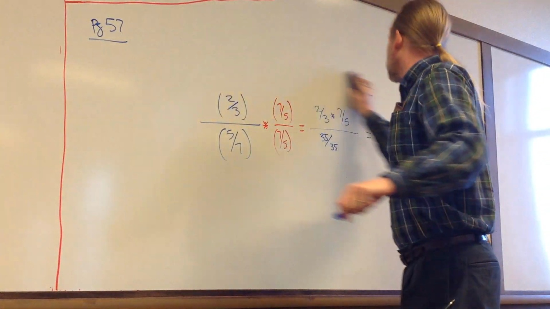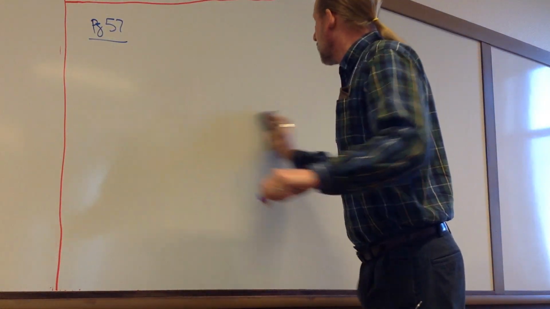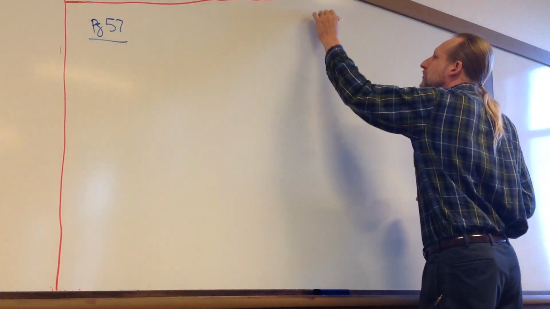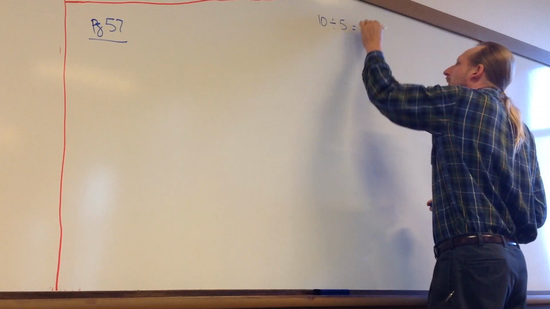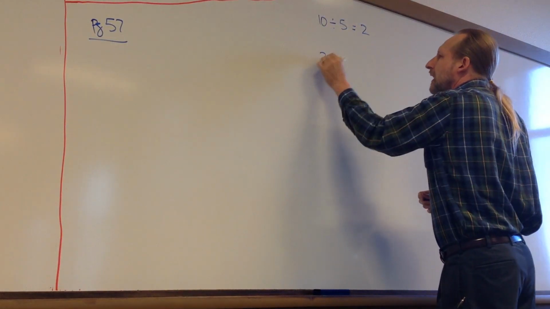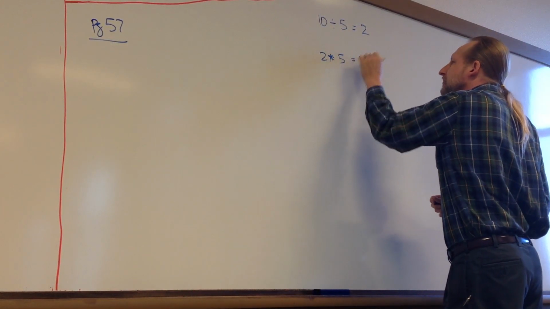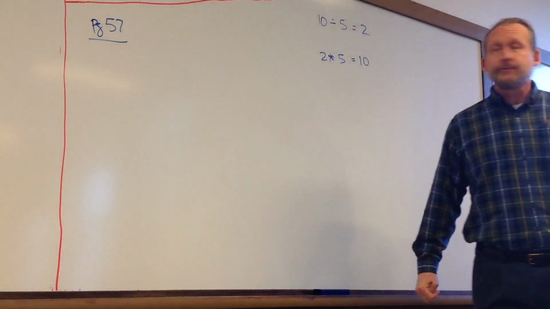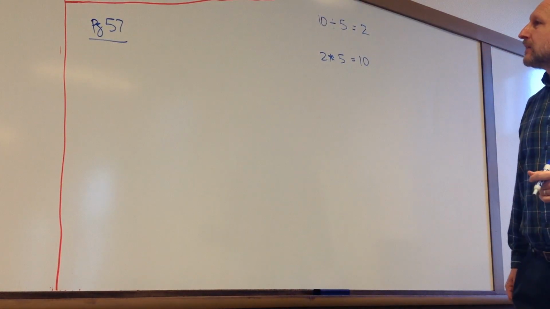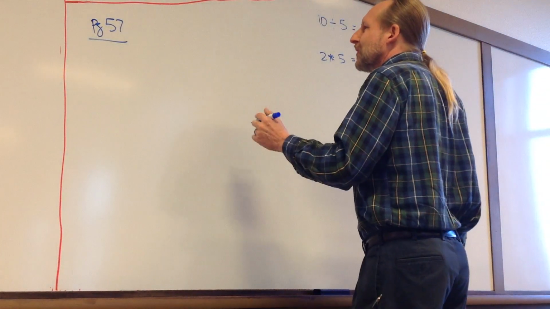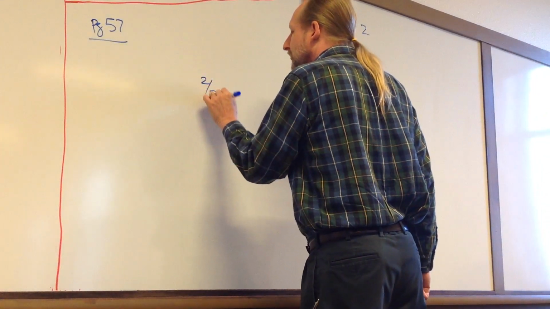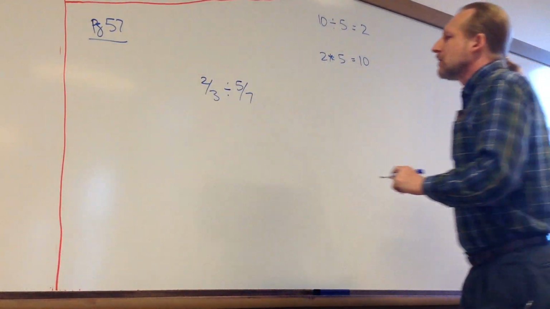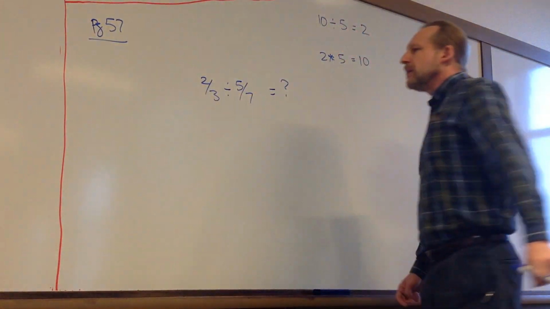Let's look briefly at a second explanation. So if we do division, let's say we do 10 divided by 5 equals 2, and we know that that's true because 2 times 5 equals 10, right? Okay. So let's do that with the fractions again. What were we working with? We were working with 2/3 divided by 5/7, right? Okay. Well, so we want to know what that's going to be equal to.